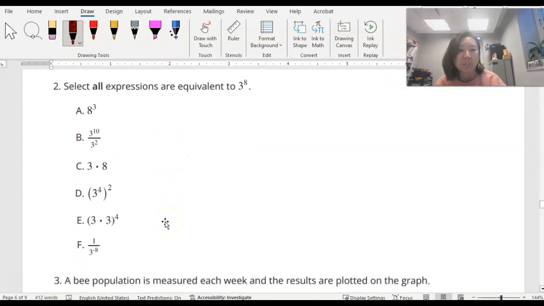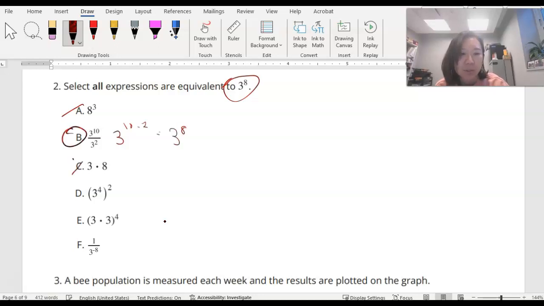So select all expressions that are equivalent to 3 to the 8th power. So 1, we can say we're multiplying 3 times itself 8 times, all right? That is not going to be A, right, because this is 8 to the 3rd power. That's different. This one, because it's division, we would subtract our exponents. So this would be 3 to the 8th power. This is just 3 times 8, which is 24, so that's incorrect.